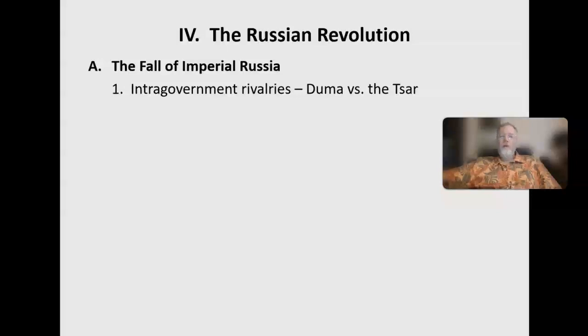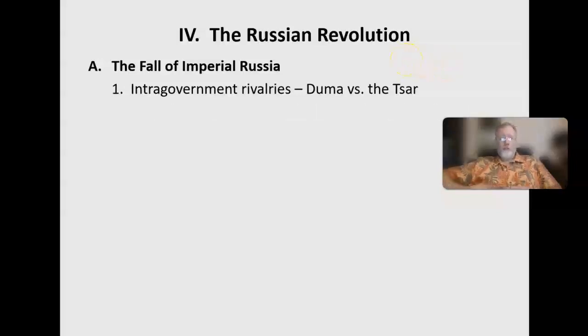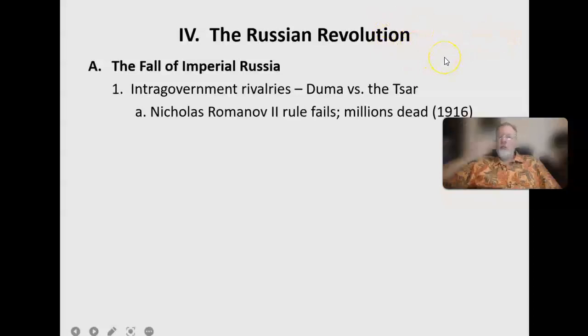The fall of Imperial Russia. Mutual distrust developed between Nicholas II and the Duma. The Duma, basically that's the parliament. It's the Russian parliament. And the Tsar, the Emperor, the Caesar, the Tsar as they would call it, took over control of the government. He fueled growing criticism of his rule. He's a Romanov.